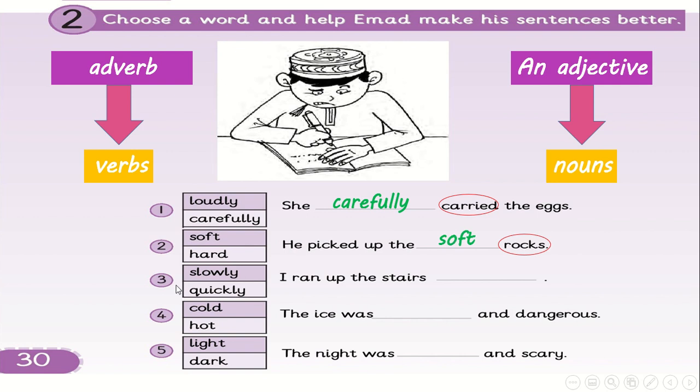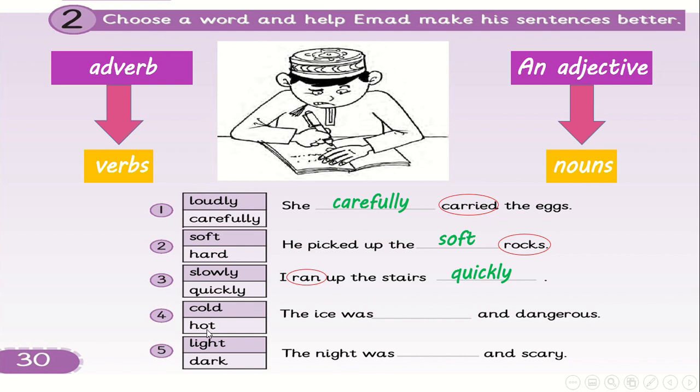Okay? Then number three, we have slowly and quickly. I ran up the stairs. So here we have to describe the verb run. I ran up the stairs. Run. So it will be quickly. Well done.